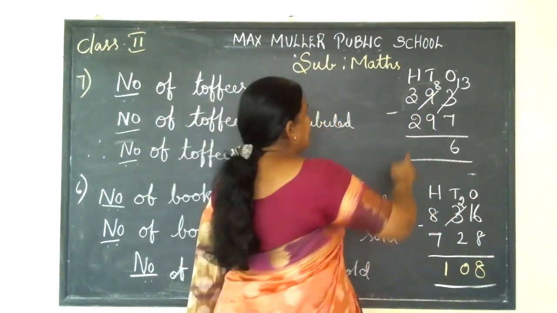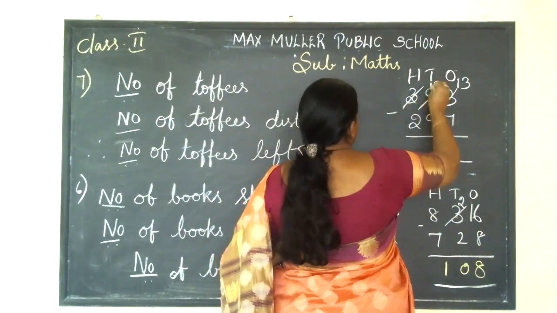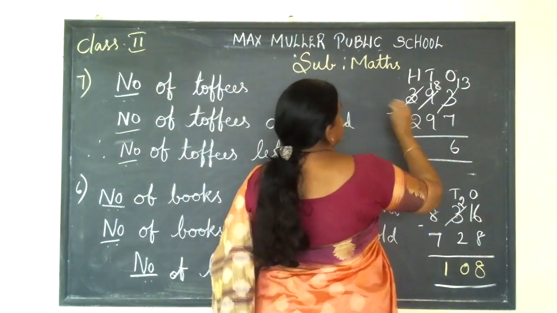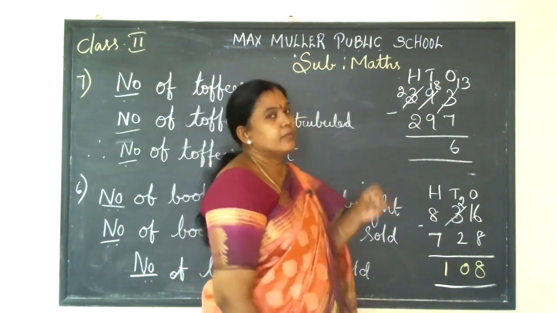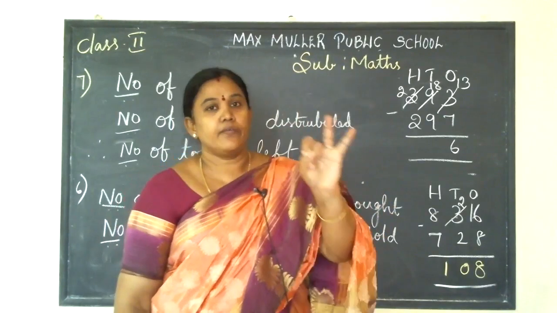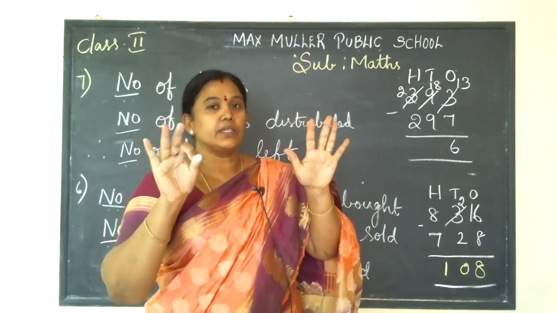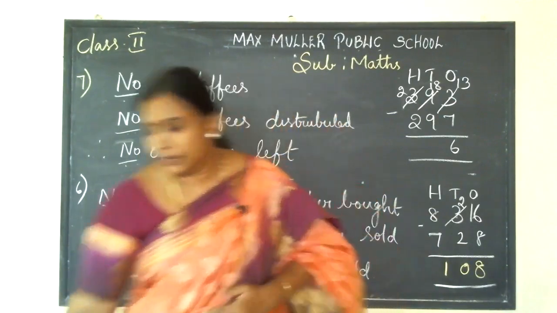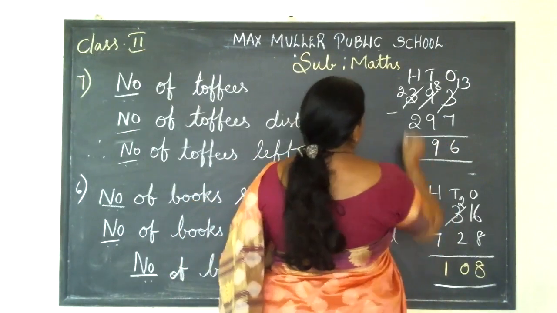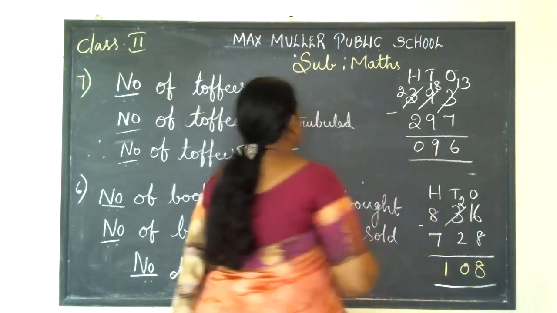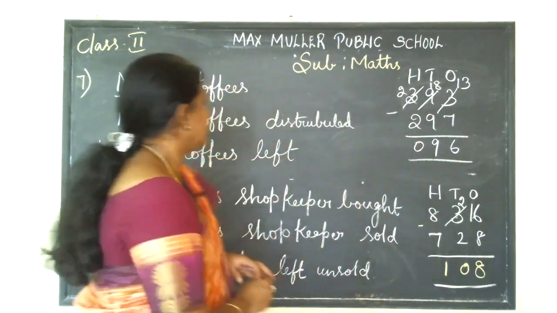Here, 9 and 8. You cannot take away 9 from 8. So in the hundreds place 3 is there. If you borrow 1, 8 becomes 18, 3 becomes 2. 18 minus 9, count 10, 11, 12, 13, 14, 15, 16, 17, 18. See, 9 fingers open, no children? 18 minus 9, 9. 2 minus 2, 0. Now the number of toffees left, 96 toffees left.